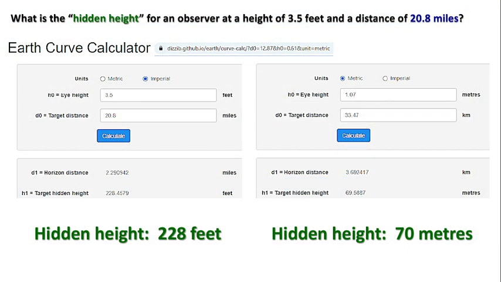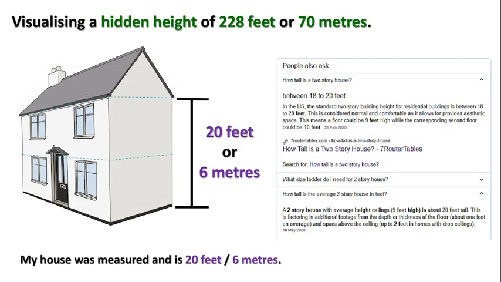What is the hidden height for an observer at a height of 3.5 feet and a distance of 20.8 miles? The hidden height would be 228 feet, or 70 meters. Visualizing a hidden height of 228 feet, or 70 meters. The average two-story house is between 18 to 20 feet.